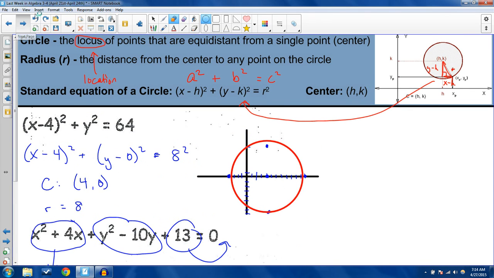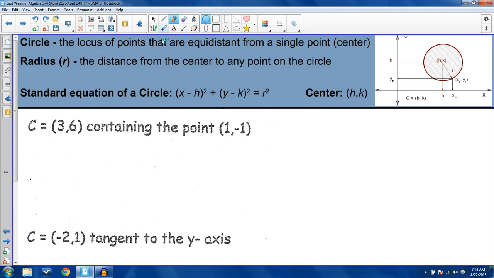Okay. Moving on over. Let's go ahead and find the equation of this circle. If you have the center at 3, 6, that's your h and k value. And you have a point on there, 1, -1. So that's an x, y value right there. That's any point on this circle.